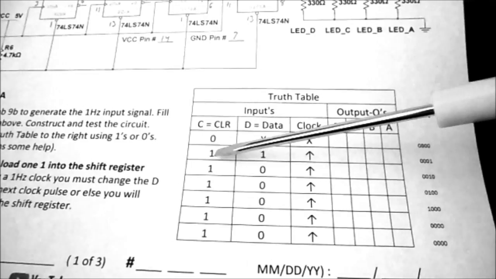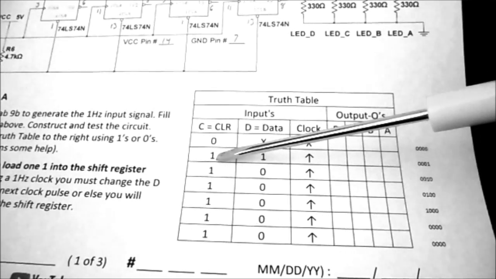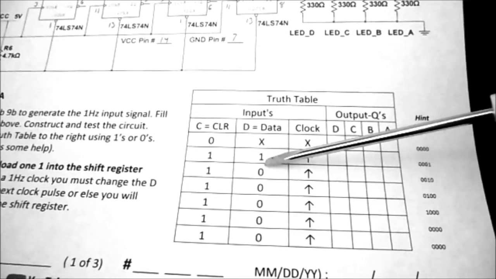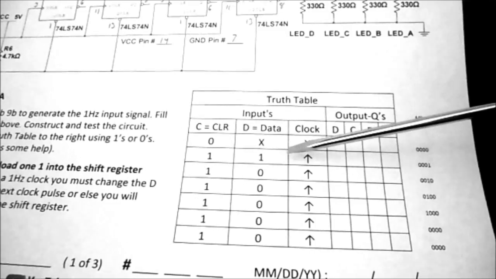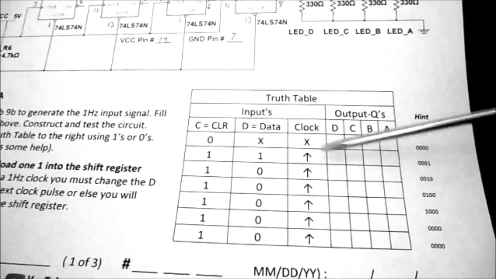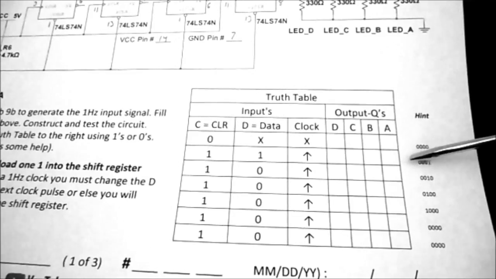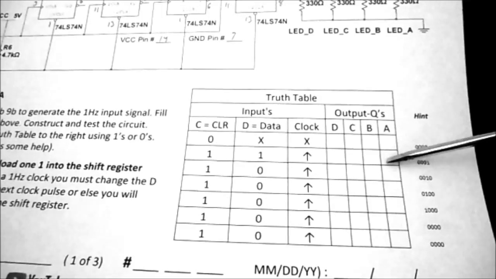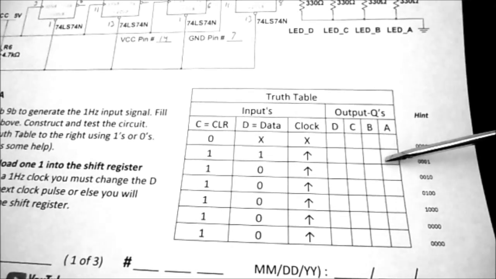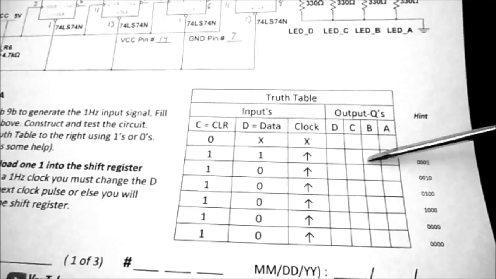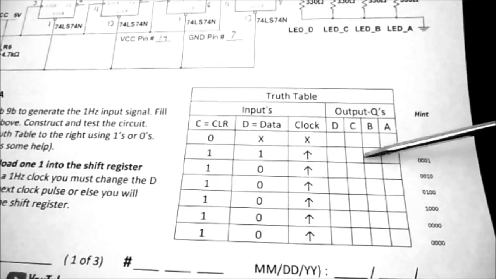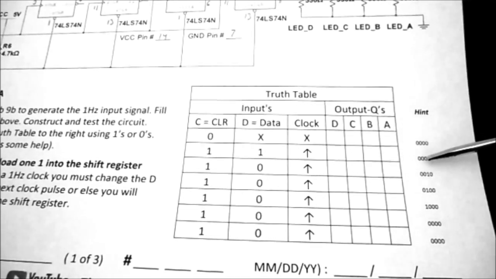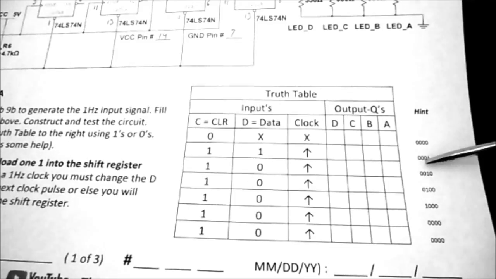Then in the next example, you can see our clear line is high, so it's no longer going to be clearing. We're going to put a 1 on the D input. That's the first D input. We're going to get our clock pulse. So what's going to happen is the 1's going to shift into the A output, which is the Q on the first D flip-flop. The 0 that was there is going to shift into B. The 0 that was there is going to shift into C. And the 0 that was there is going to shift into D. So in this case, you can see the output 0, 0, 0, 1.